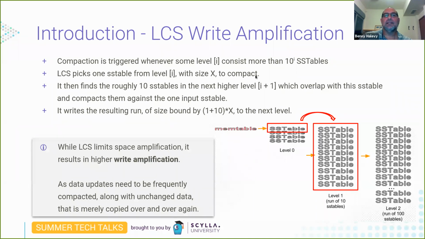So while LCS limits space amplification by being very aggressive in compaction, it results in much higher write amplification, as data updates need to be frequently compacted along with unchanged data that is merely copied over and over again to new SSTables.